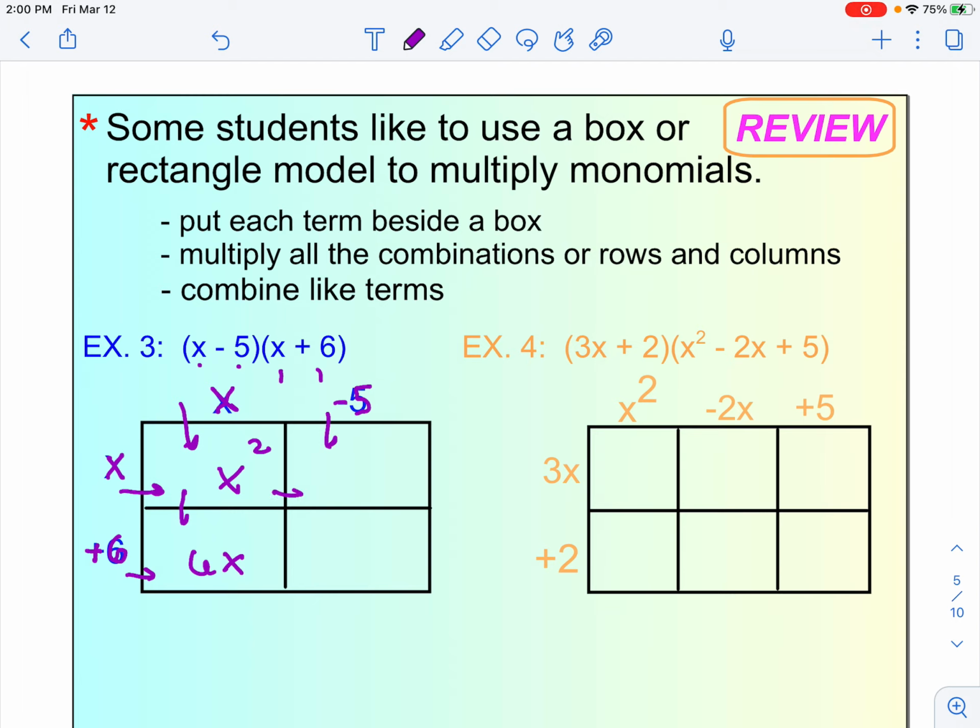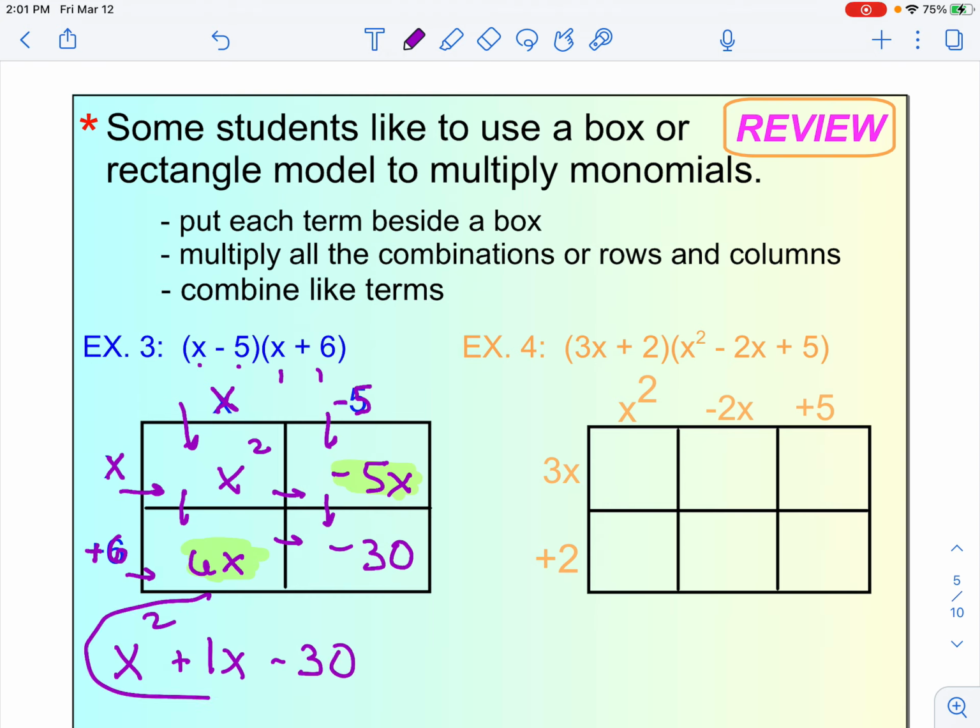This negative 5 has to be multiplied with the x to get negative 5x. And this negative 5 has to be multiplied with the 6 to get negative 30. And then again, all of those boxes are your answer, but again, we look for like terms to combine, and those can be combined. So our final answer would be x squared plus 1x minus 30. And of course, we don't need that 1 in there.